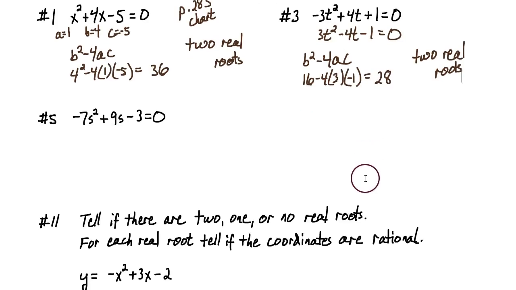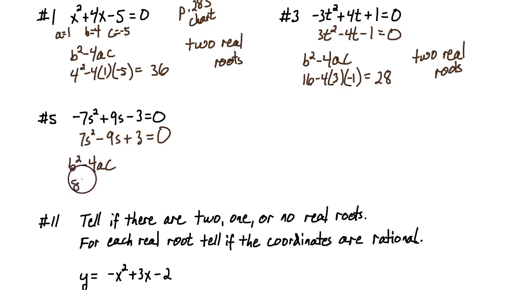Number 5, same directions. What are the nature of the solutions? Well, again, let's make the leading coefficient be positive. So let's change all of the signs. You don't have to do this step, but it makes it look like what we're used to. Now let's figure out the discriminant, b squared minus 4ac.